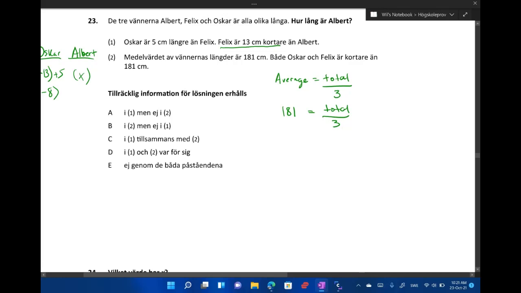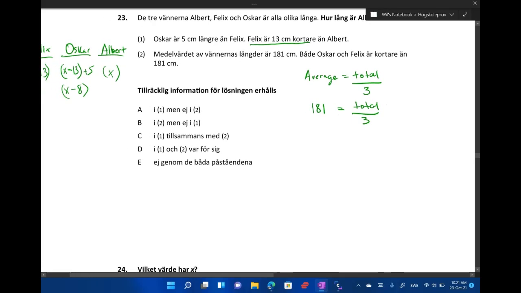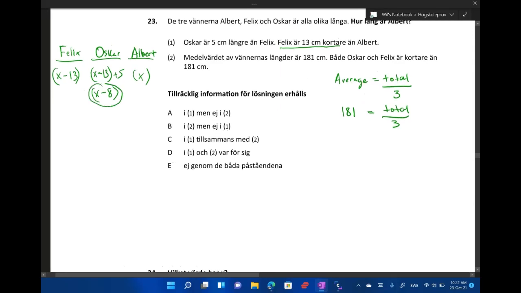And if this is true, the total is going to be when we add up Oscar's height plus Albert's height plus Felix's height. So the total is going to be, what's 181 times 3? Because when we multiply this by 3, we can multiply this by 3. 3 divided by 3 is 1. So the total is going to be the product of 3 times 181. So 3 times 1 is 3. 3 times 8 is 24. 3 times 1 is 3 plus 2 is 5. So their total heights must add up to 543.